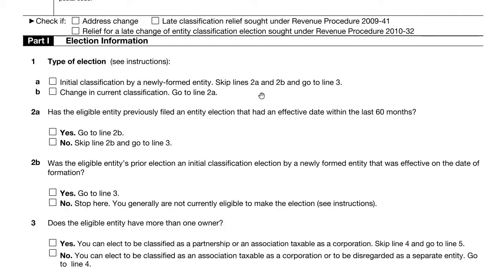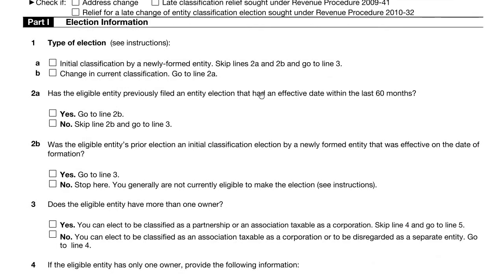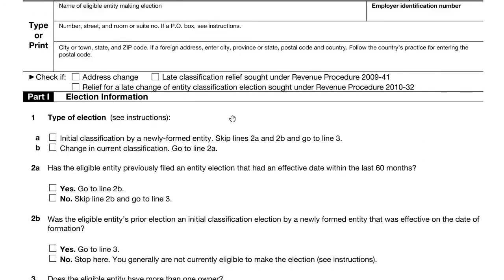Okay, so let's go into the election information to begin with. So the type of election, initial classification by newly formed entity. This is, you would check this box 99% of the time, right? So if you've got a newly formed entity and you want to change it the first time from its default classification, you would check 1A, right? 1B would occur if you're filing this form for the second time.